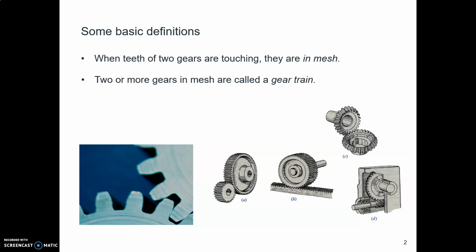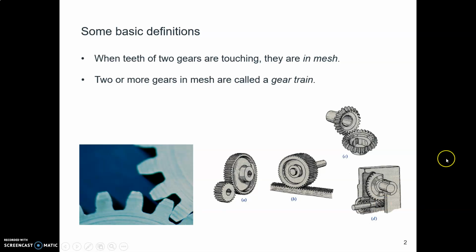Let's look at some basic ideas about gears. When you have gears with teeth touching, we say they are in mesh. And when you have gears in mesh, you call that a gear train. So each of these pictures is a gear train. Now notice in this photograph of two gears in mesh, see that the teeth are curved. That's called an involute curve.